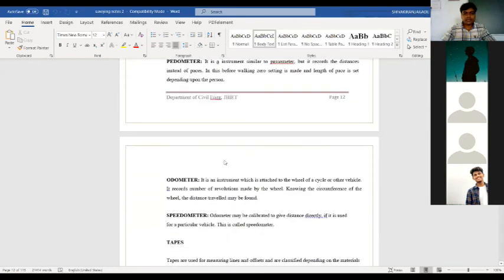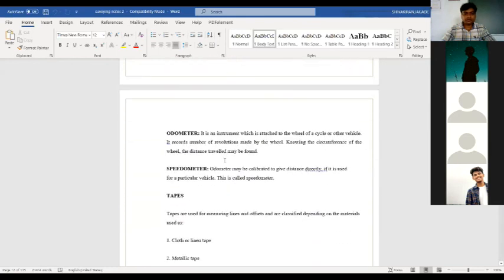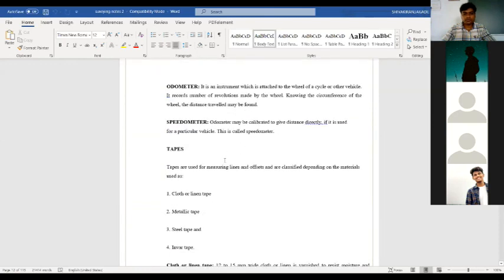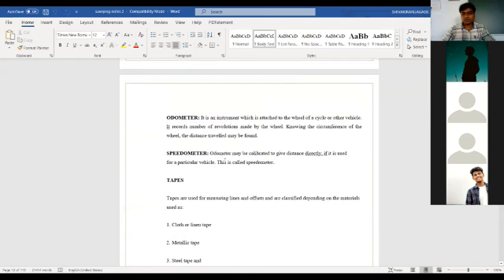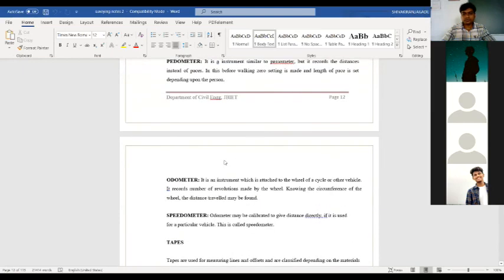Do you have any doubts in this? No doubt? The speedometer, can you explain once again? Do you know the odometer, what I have explained? Yes, sir, I can understand the odometer, but about the speedometer.